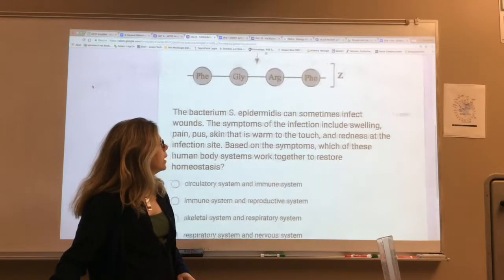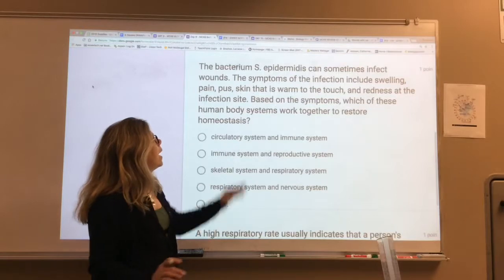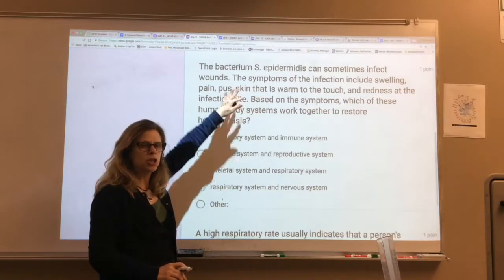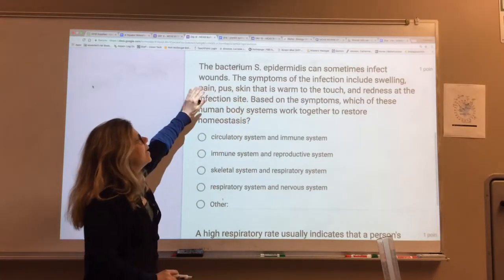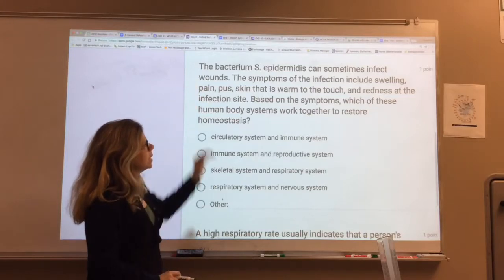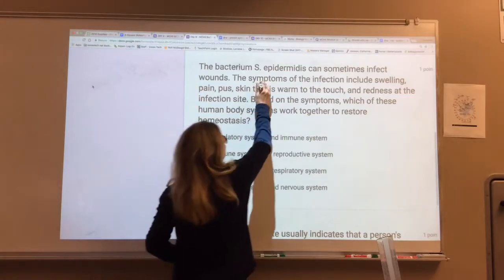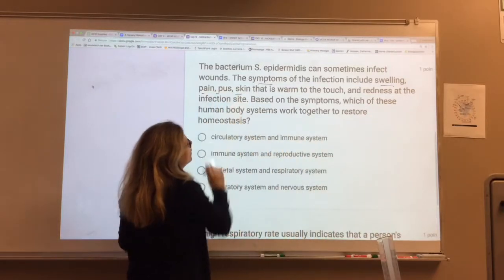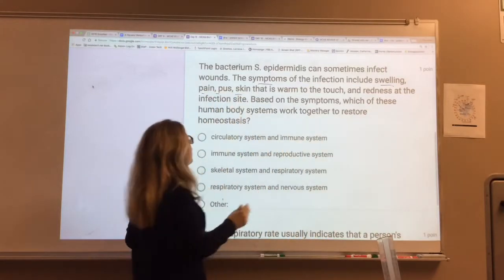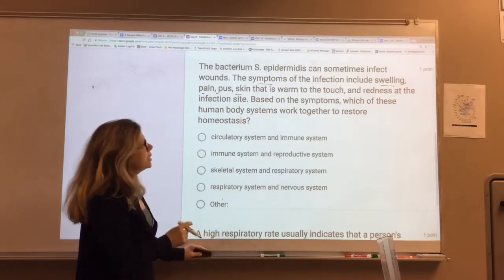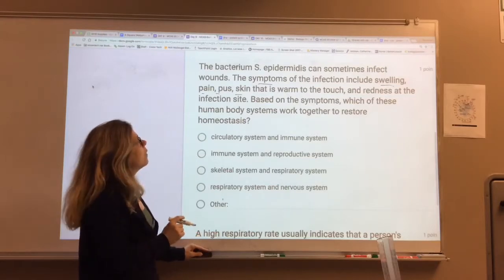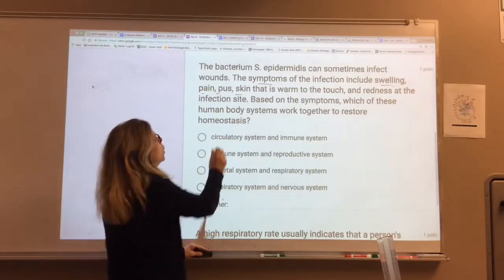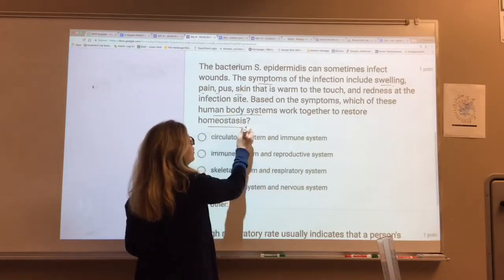The bacterium S. epidermidis, and it should be in italics, but I couldn't figure out how to do that, can sometimes infect wounds. The symptoms include swelling, pain, pus, skin that is warm to the touch, and redness at the infection site. Based on the symptoms, which of these human body systems work together to restore homeostasis?